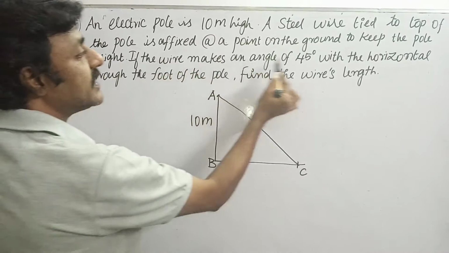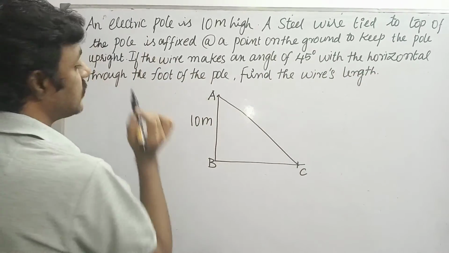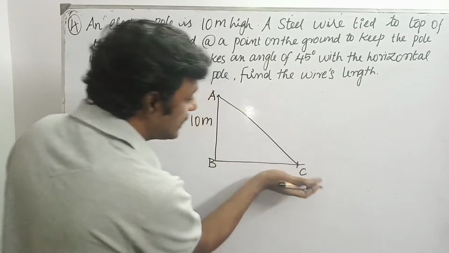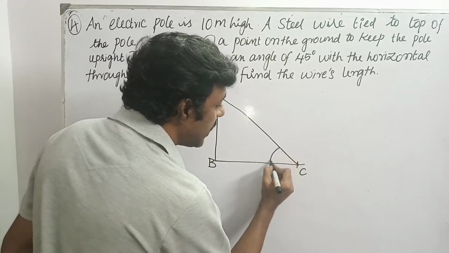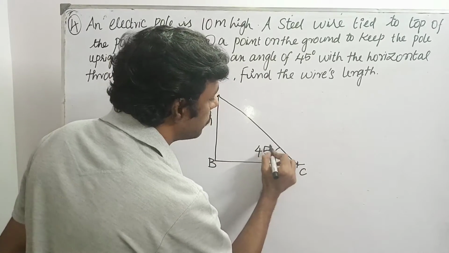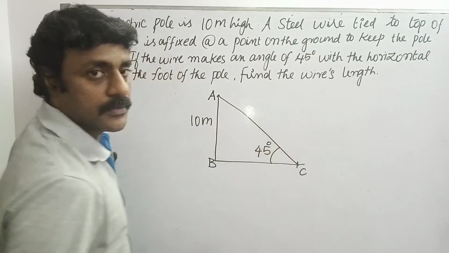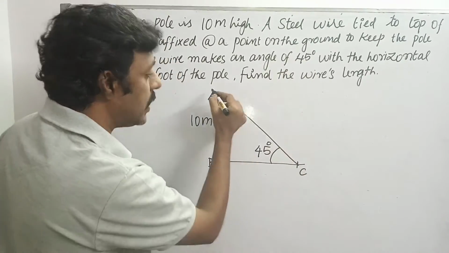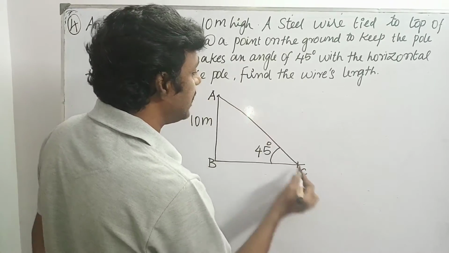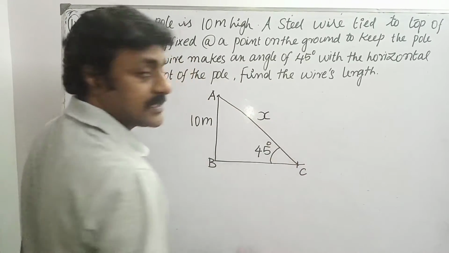If the wire makes an angle of 45 degrees with the horizontal, so this is the wire, this is the horizontal, the wire is making an angle of 45 degrees. Find the wire's length. So the length of the wire is AC. Let us name it as x.